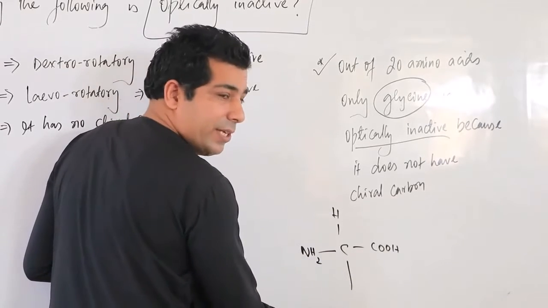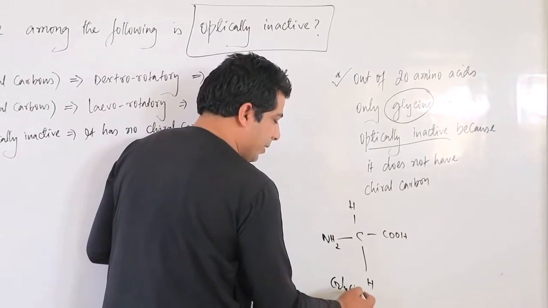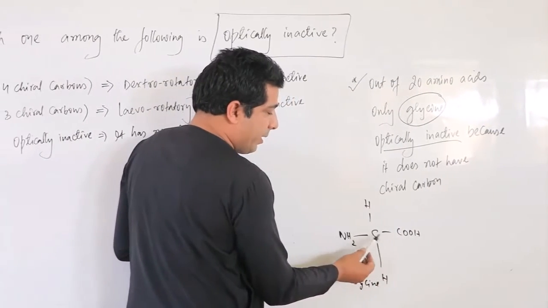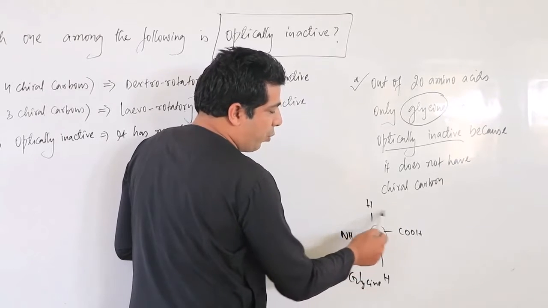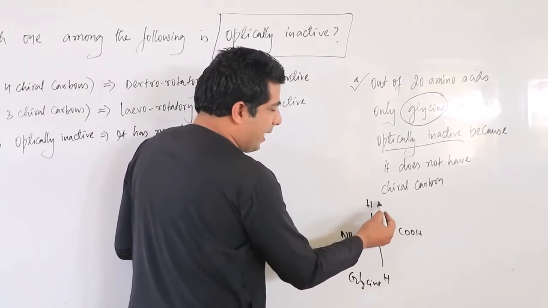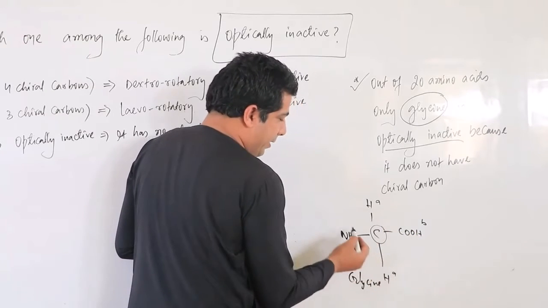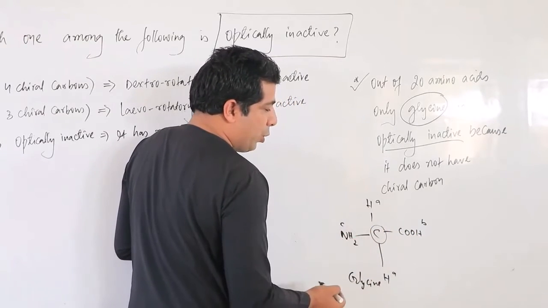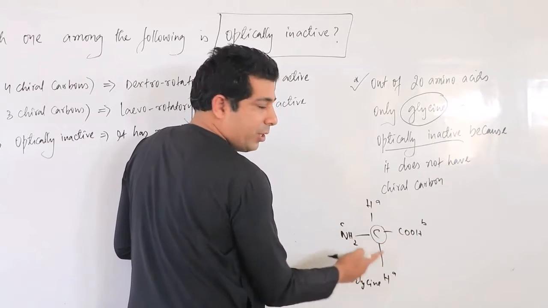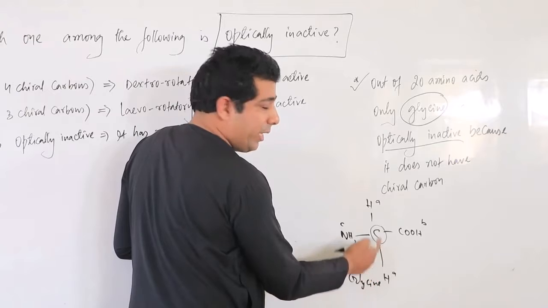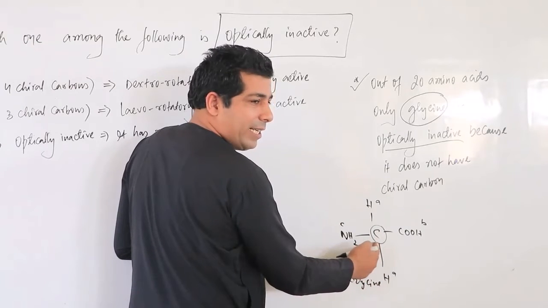If you look at the structure of glycine, the basic structure is like this, and the R group which is here is also hydrogen. So the side chain is also hydrogen. Can we say that this carbon is attached to 4 different groups? No. If this is A, let us suppose this is B, this is again A, and this is C. So this carbon does not have 4 different groups. 2 groups are basically similar here.